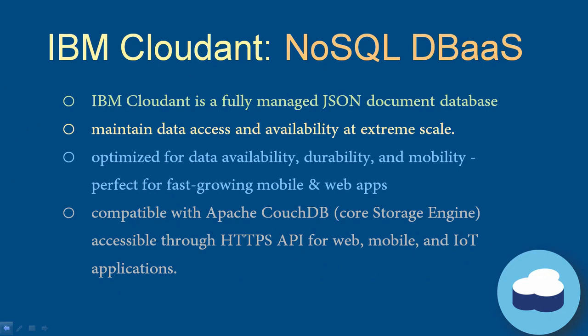It is optimized for data availability throughout the regions, durability, and mobility, if you want to move from one location to another, and is perfect for the fastest growing mobile and web apps. It is well suited for scalable applications, whether mobile, web, IoT, or any kind of application. It is compatible with Apache CouchDB, which has the core storage engine and is accessible through an HTTPS API for web, mobile, IoT, and other applications.